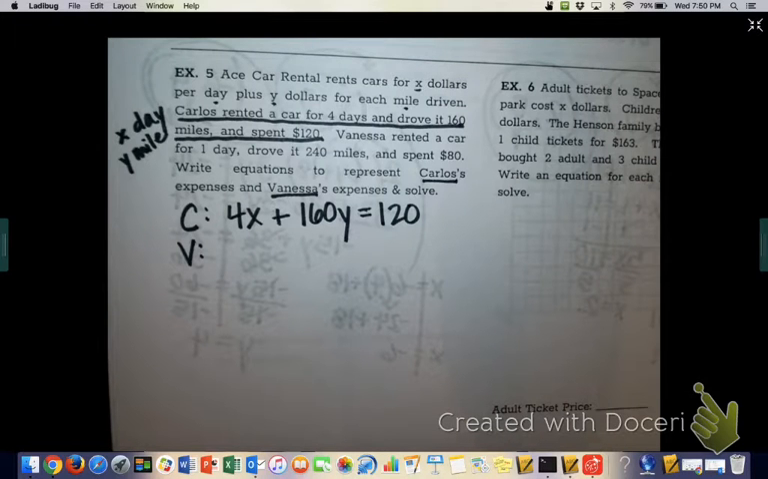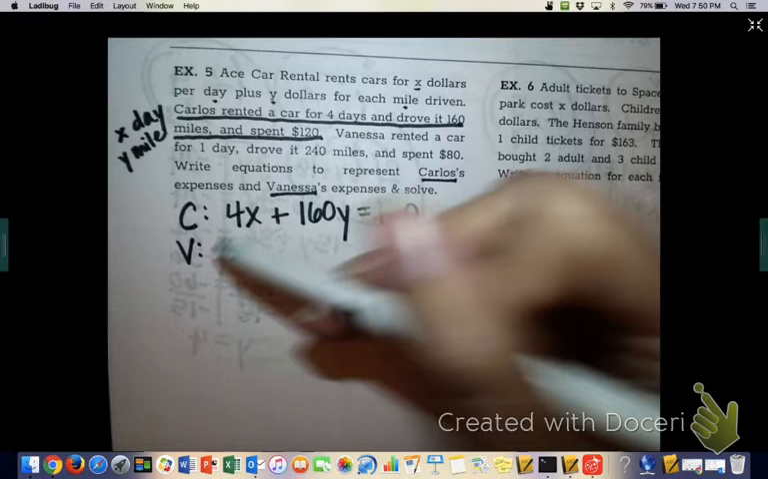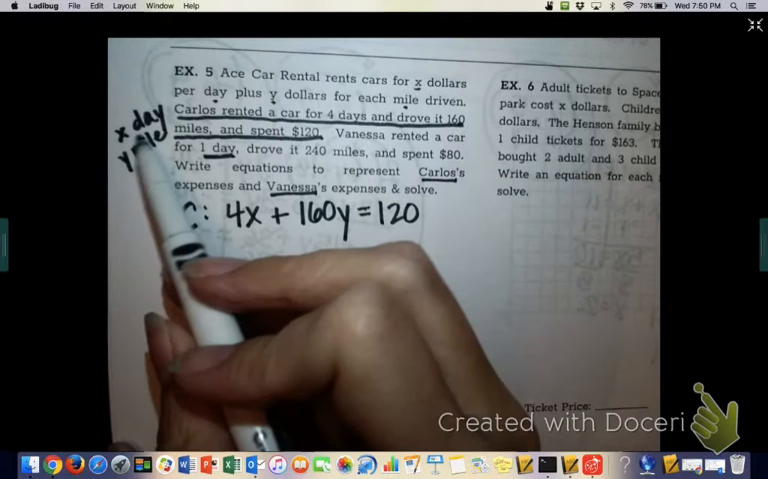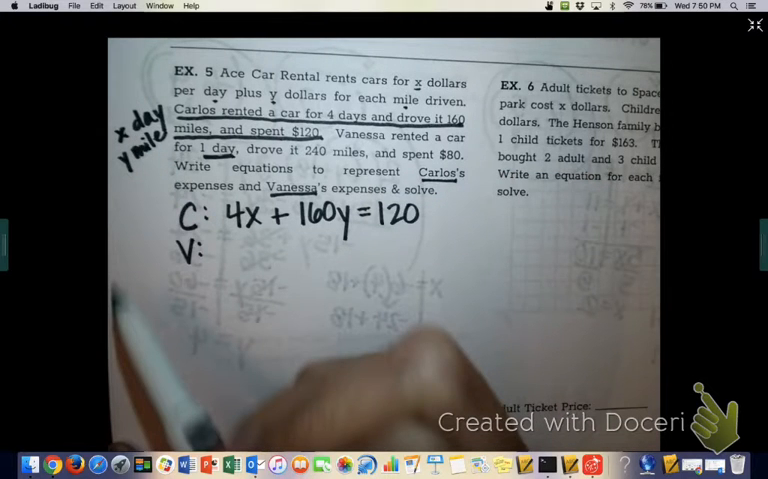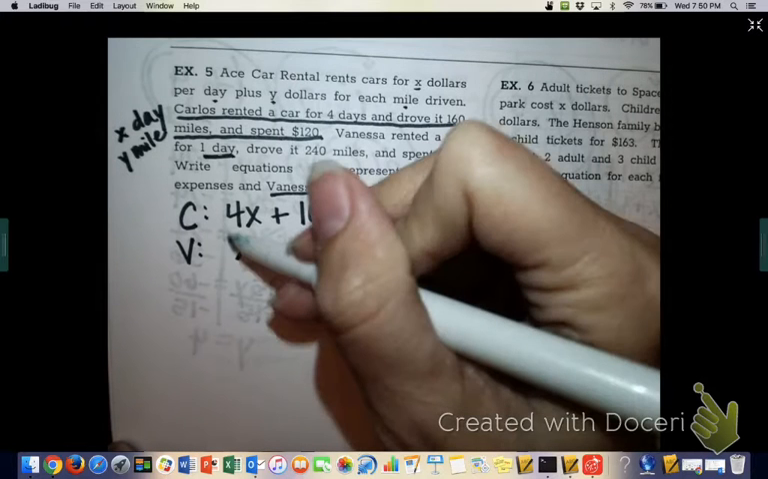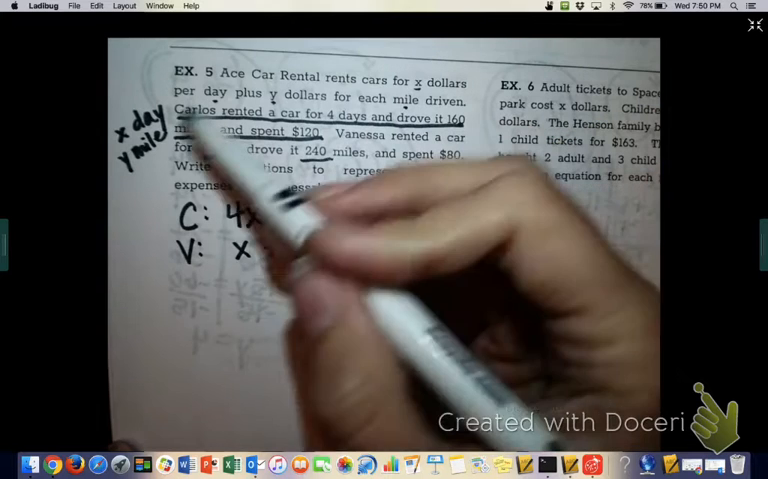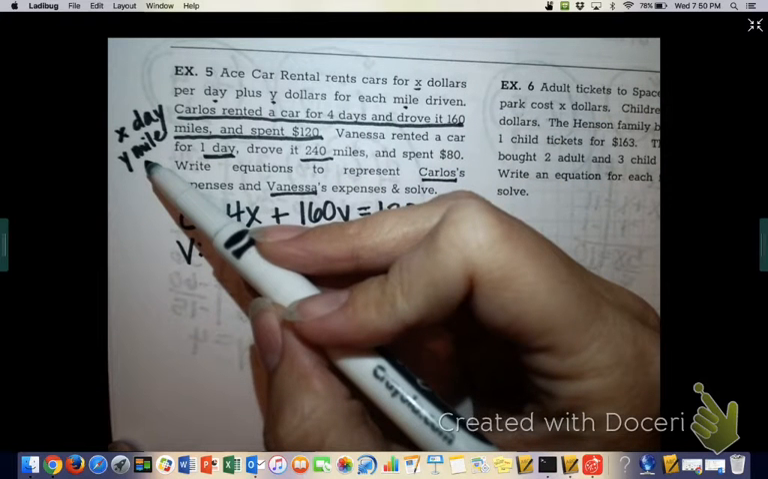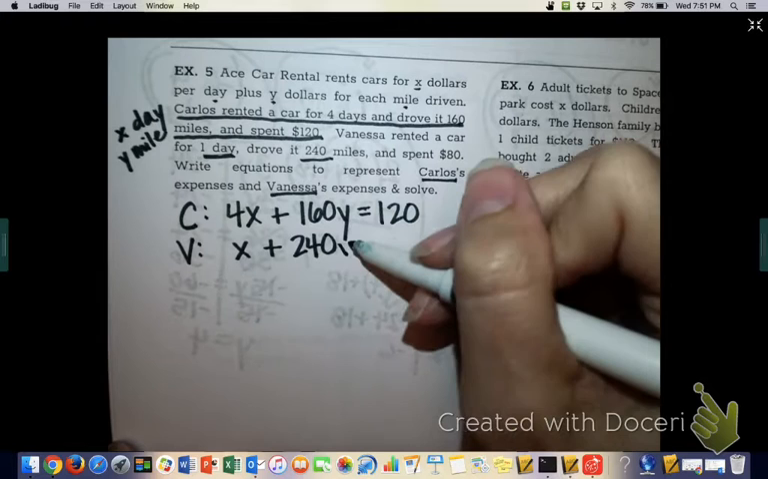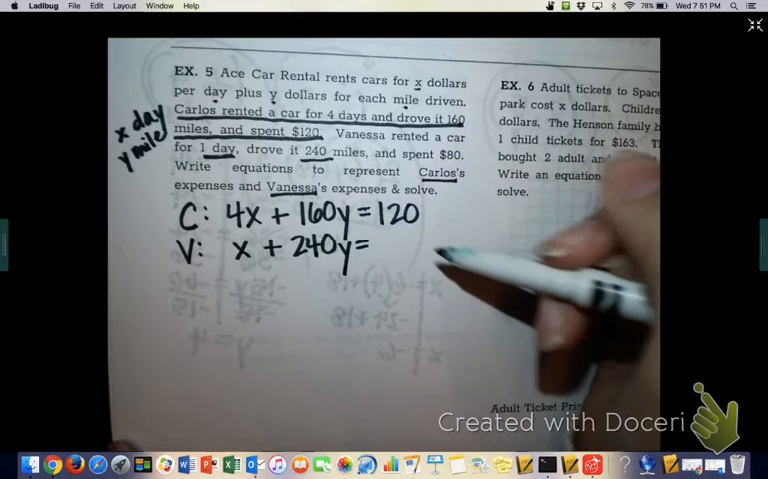Okay, now we need to look at an equation for Vanessa. Vanessa rented a car for 1 day, and our X is our day. So 1 day, or 1X, I'll just call it X. You can put a 1 there if you want. Plus, she drove it 240 miles. Y is our miles, so 240Y. And she spent a total of $80.